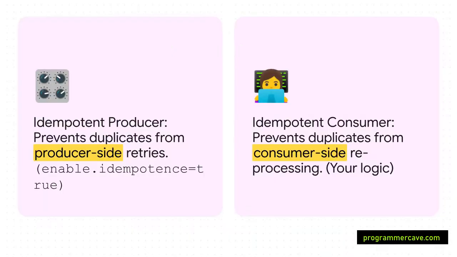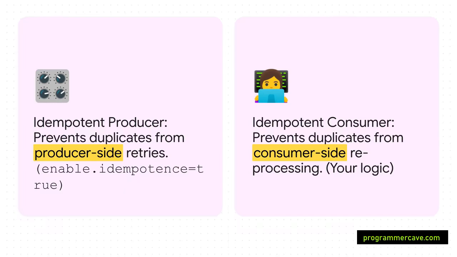The solution is a two-pronged attack, using a concept called idempotency. Now, it's a fancy word, but all it really means is designing your system so that doing the same thing multiple times has the exact same effect as doing it just once. Think of it like pressing an elevator button. Pushing it 10 times doesn't do anything different than pushing it once.